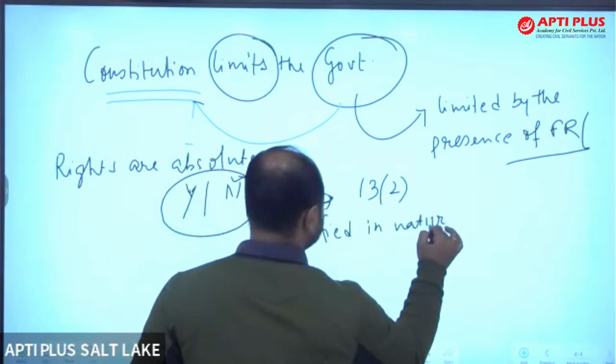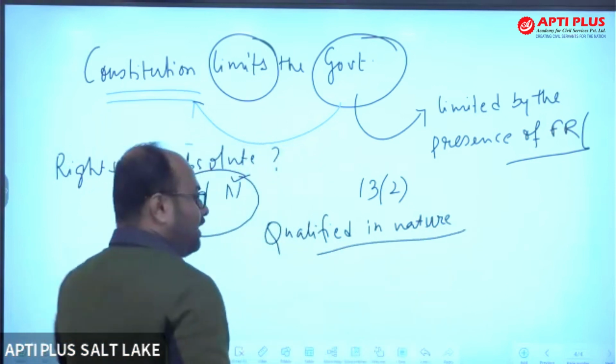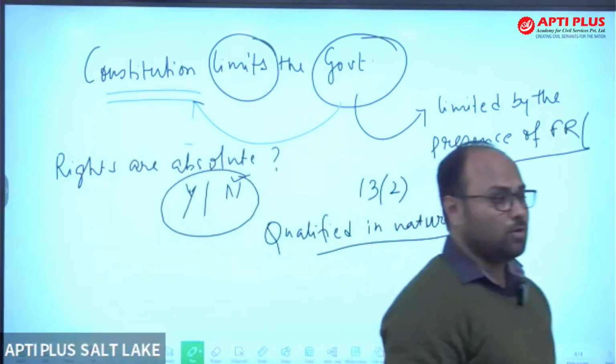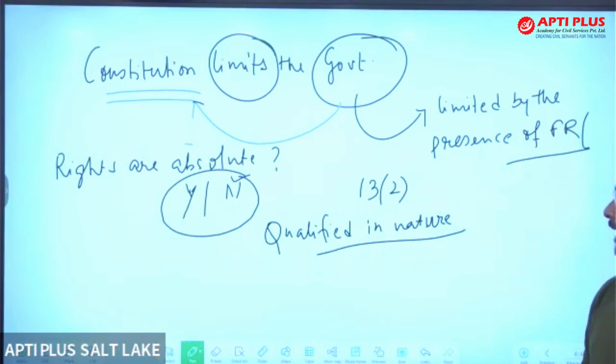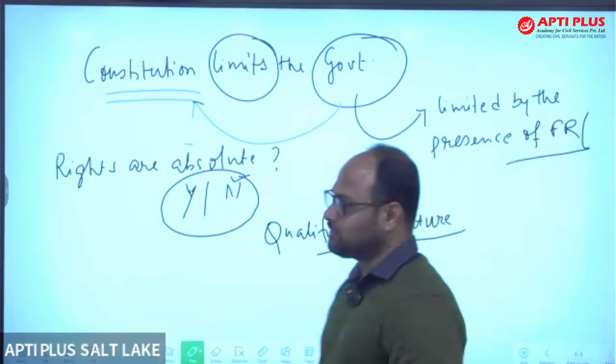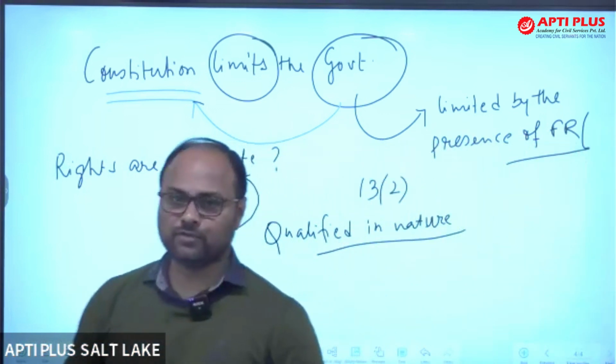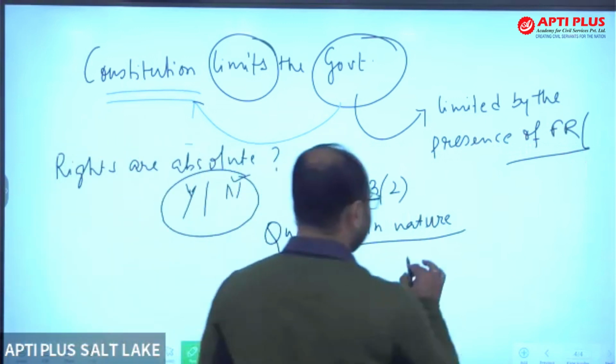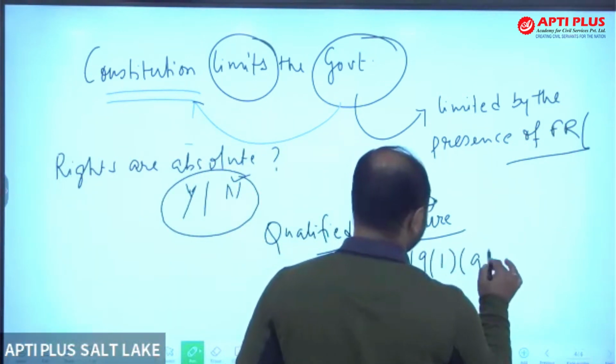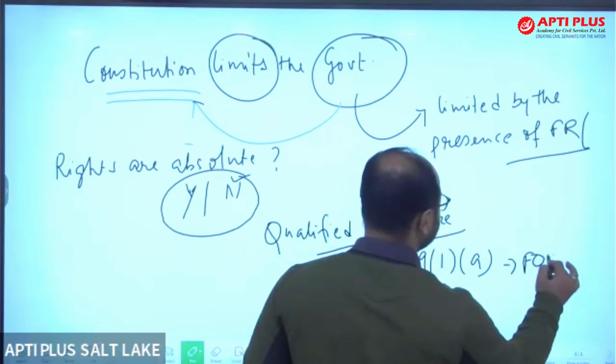That means rights can never be absolute in nature. Rights are always qualified in nature, which means that almost each and every right has got some sort of restrictions. The best example is Article 19 clause 1A, freedom of speech and expression.